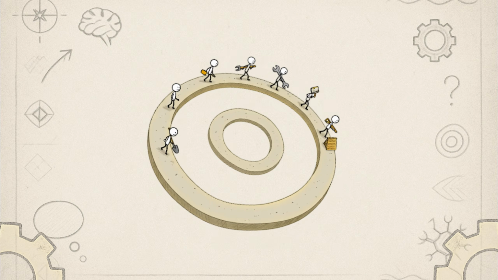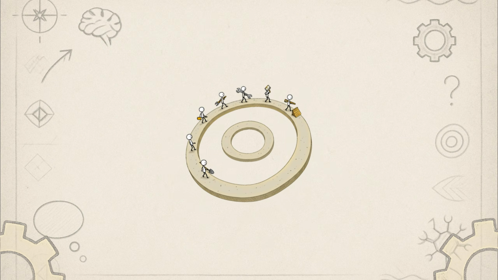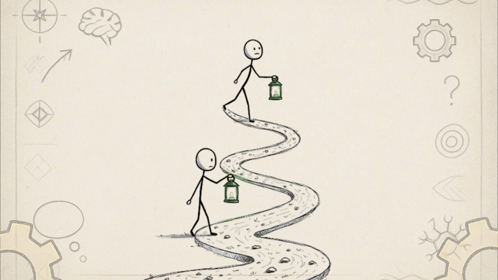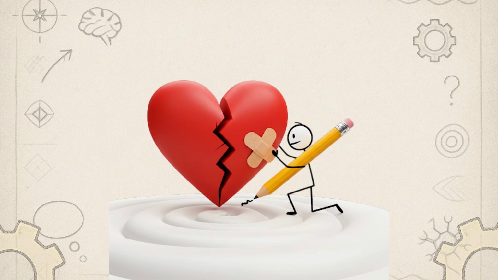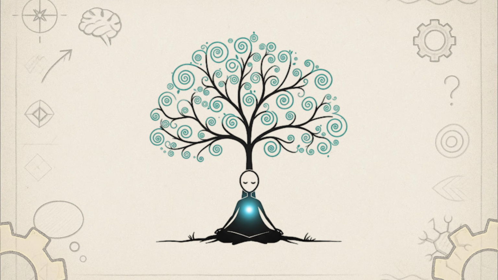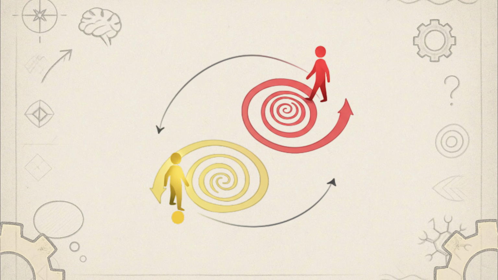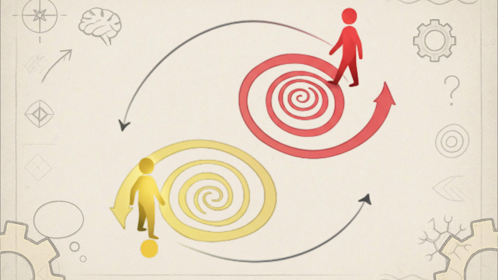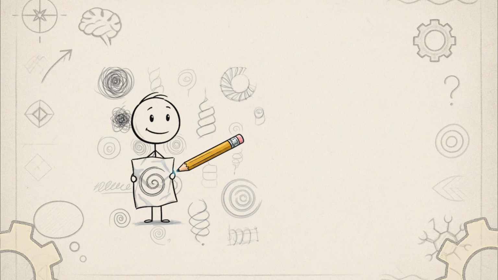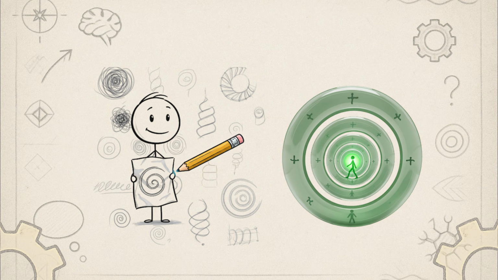Growth isn't a straight line, it's circular, recursive. You loop back to the same lesson but with more perspective. You revisit old pain but with new tools. You hear the same advice but finally feel it in your bones. That's the spiral. That's how change actually works. Every cycle brings you closer to the center, or further from it. It's not about perfection, it's about progression. And the spiral? That's just your progress.